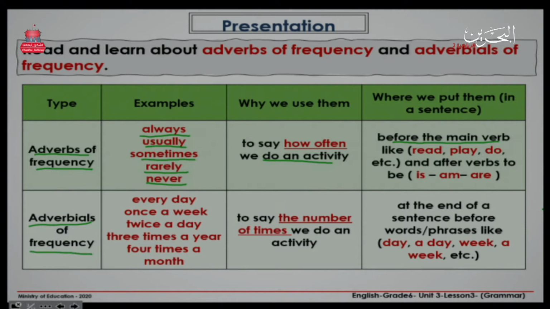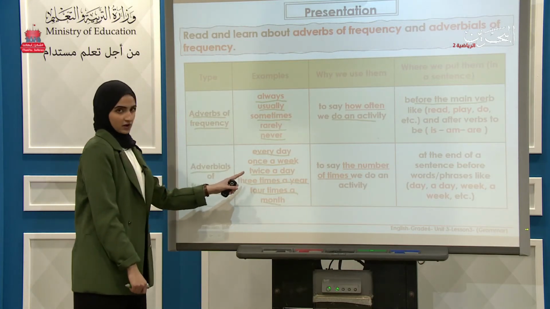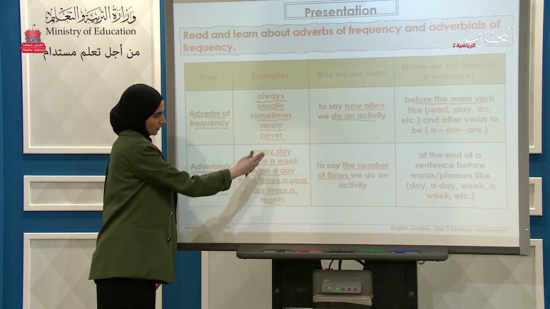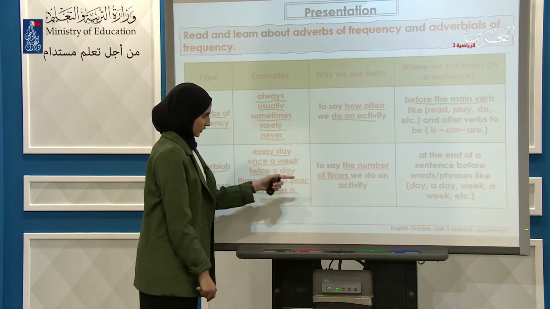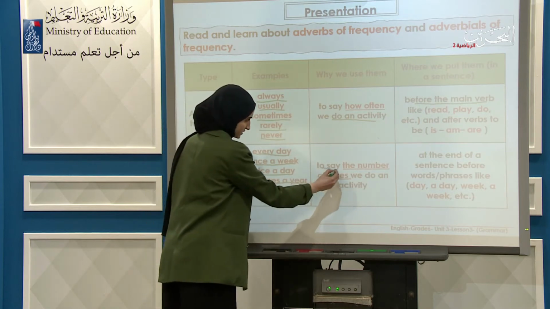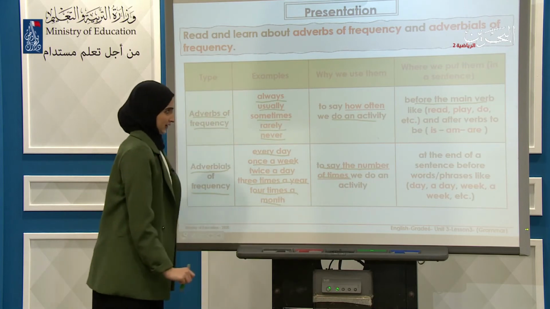Now let's move to the adverbials of frequency. We have here some examples like every day, once a week, twice a day, 3 times a year, 4 times a month. As you can see, for the adverbs of frequency, we have only one word, and for the adverbials of frequency, we have more than a word. When do we use the adverbials of frequency? We use them to say the number of times we do an activity.